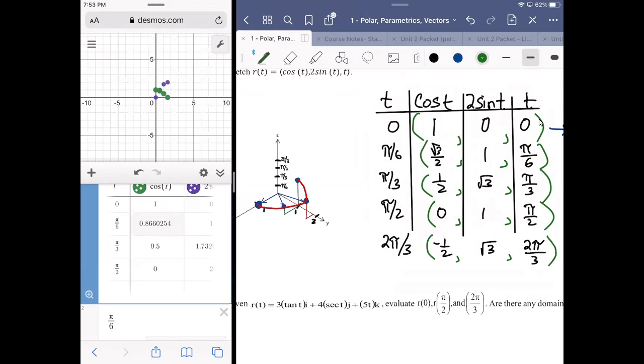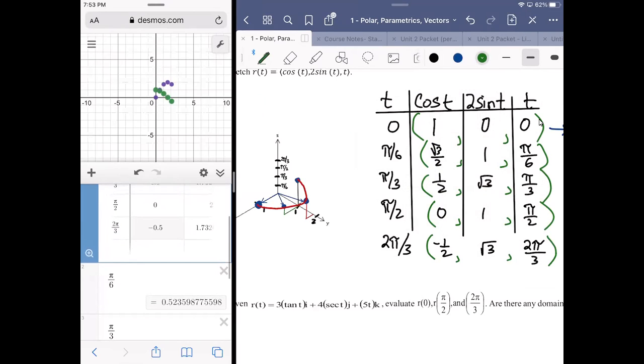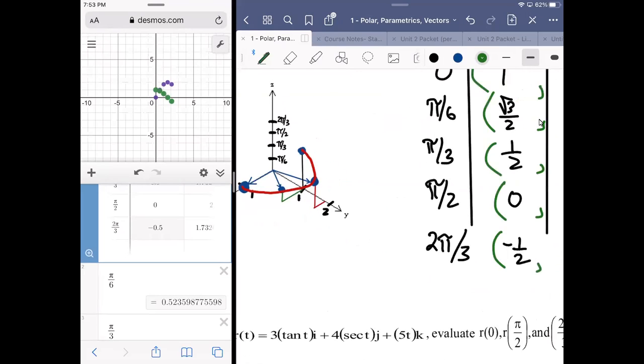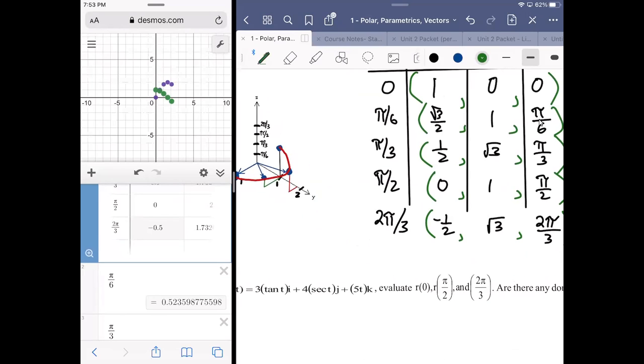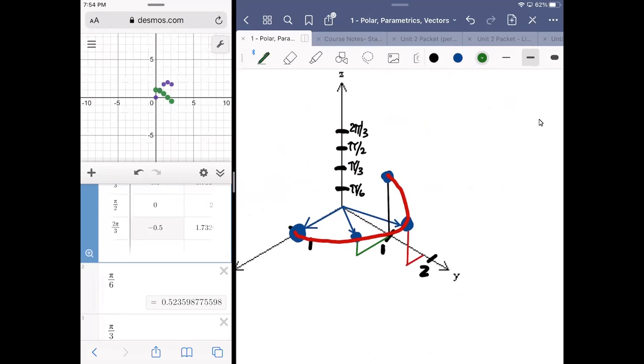We can put it in the table too to verify. So 2 pi divided by 3, negative 1/2. Then scroll over, you see the 1.73. All right, so half a unit in the direction of x, but backwards, right? And then 1.7 in the direction of y, and then 2 pi over 3 going up, right?